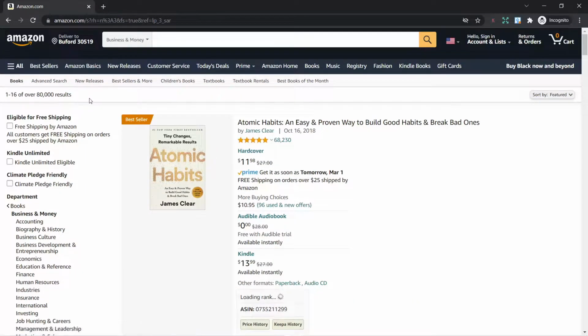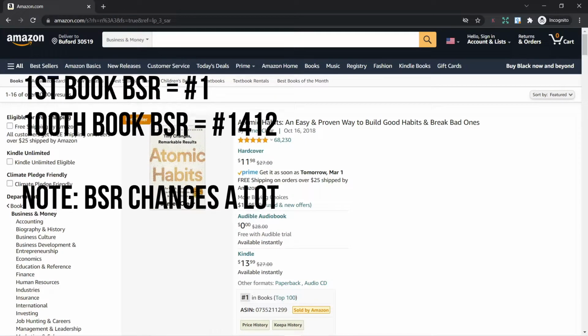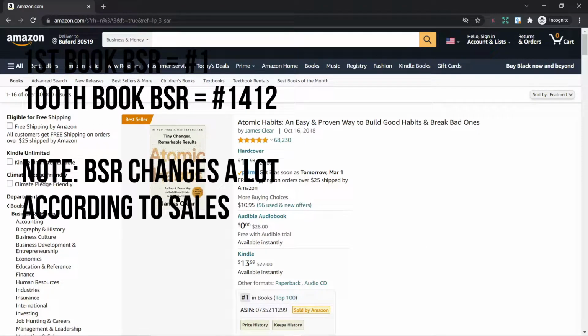Let's say during your research, you found this book in the business and money category and it caught your eye, right? Now you are interested in this topic and you would like to publish a similar book. Please do not just publish your book in this category without doing proper research. Just look at the book results of this category. Over 70,000 results. If you check the number one best-selling book in this category, it has a bestsellers rank of number 1, and the 100th book has a BSR of 1,412.